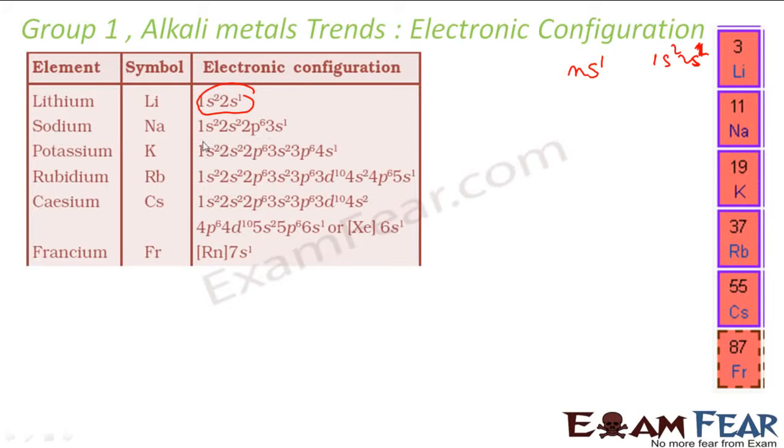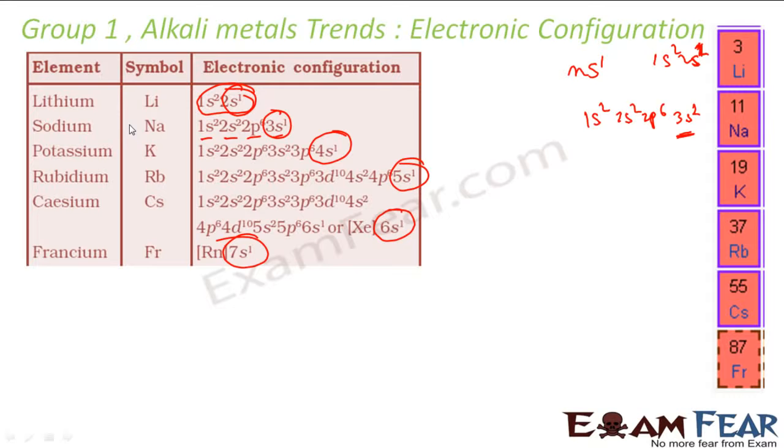Sodium, if you see, is 1s2 2s2 2p6 3s1. That is nothing but the ns1 formula. Same thing for potassium, all are ns1 pattern, correct? This is the general trend for electronic configuration for alkali metals. It is ns1, group 1.